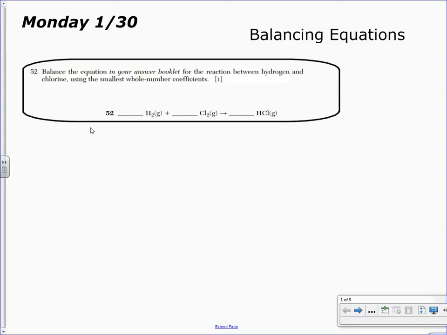And this question that you see in front of you says: balance the equation in your answer booklet for the reaction between hydrogen and chlorine using the smallest whole number coefficients. And then in the answer booklet, you would have something that looks like this. You have the reaction actually written out, and there are lines in front of each molecule to allow you to balance it. This is a question from a recent Regents exam.